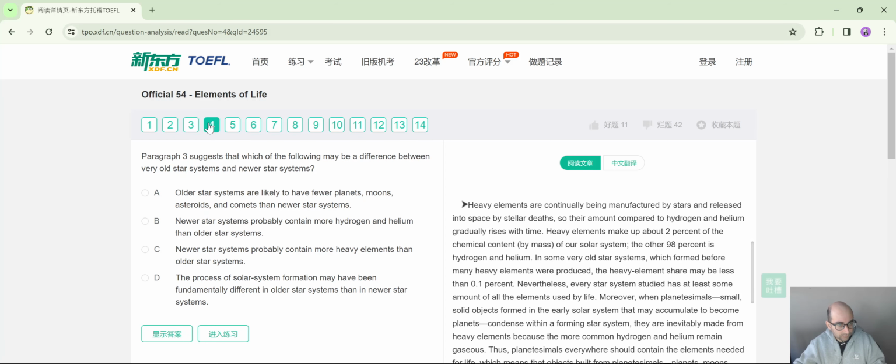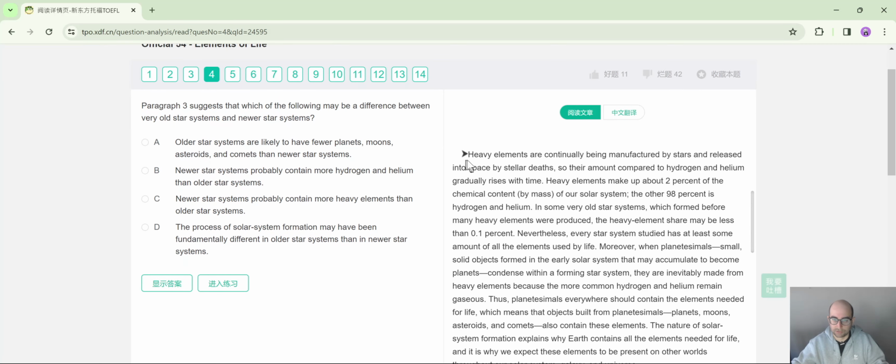Okay. So question 4, I noticed the word suggest. That has to be an inference question. Imply, infer, suggest. That which of the following may be a difference, okay, between very old star systems and new star systems. So inference question involving comparisons. Okay, so we got to find the old and new mentioned here. Heavy elements are continually being manufactured. We remember that. So their amount compared to hydrogen and helium gradually rises with time. I need star systems. I don't care about the heavy elements. So keep going a little faster. In some very old star systems, okay, we're in the right spot.